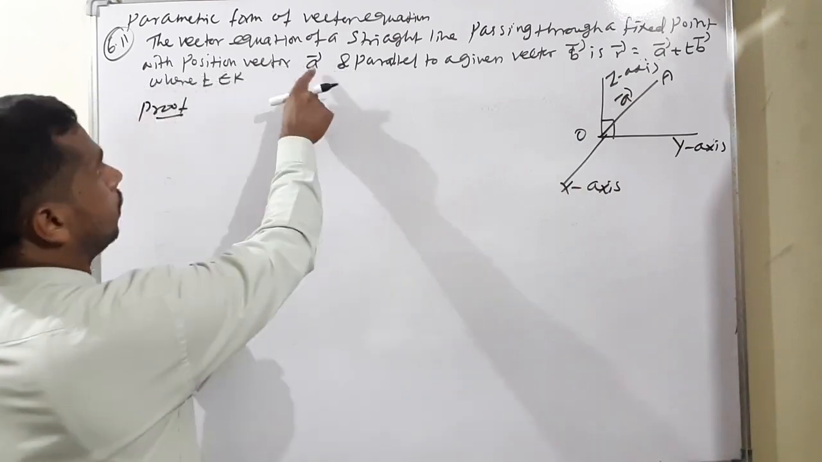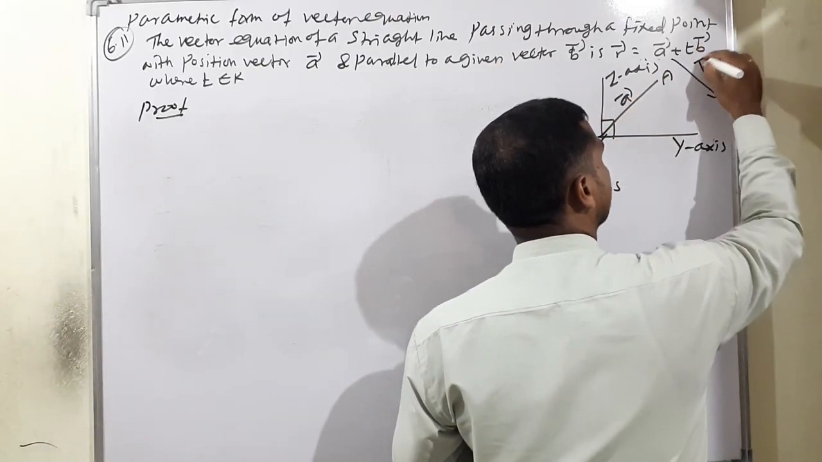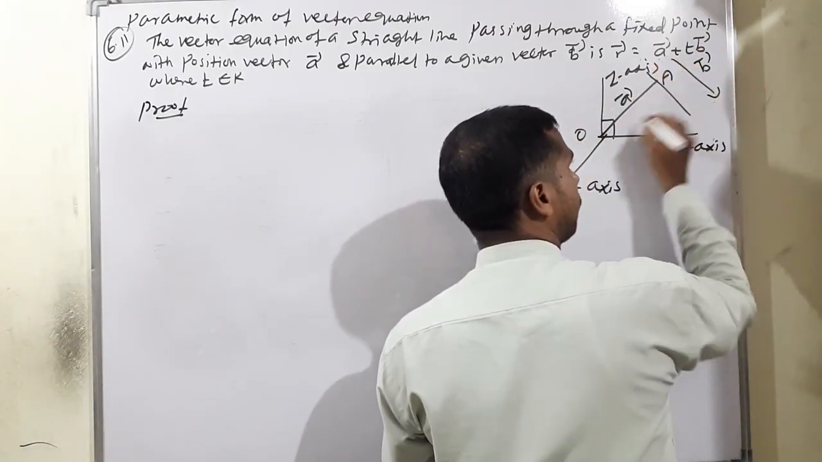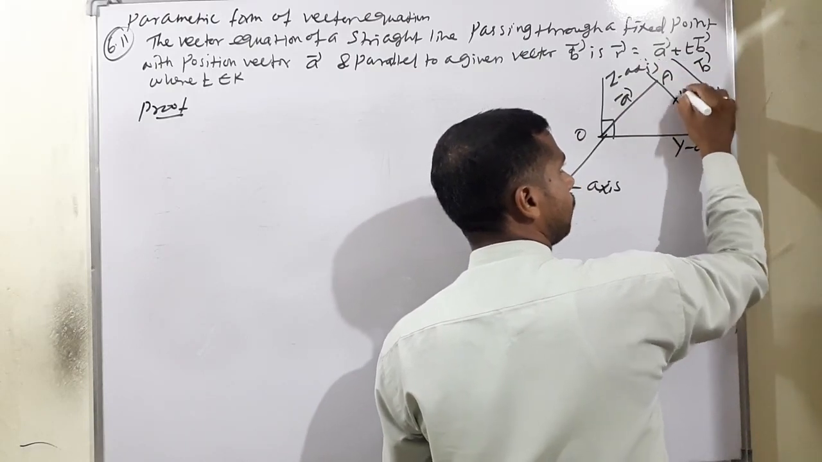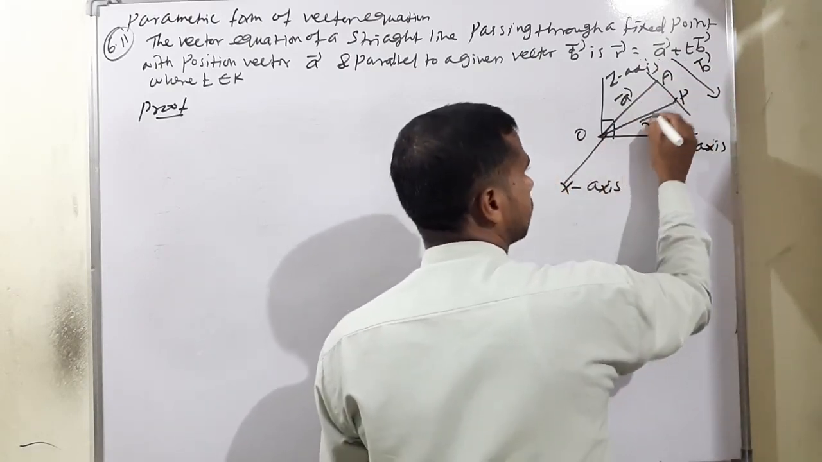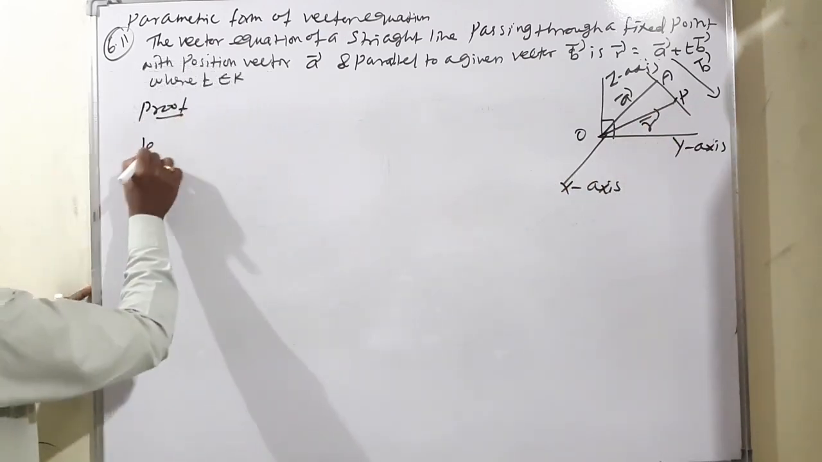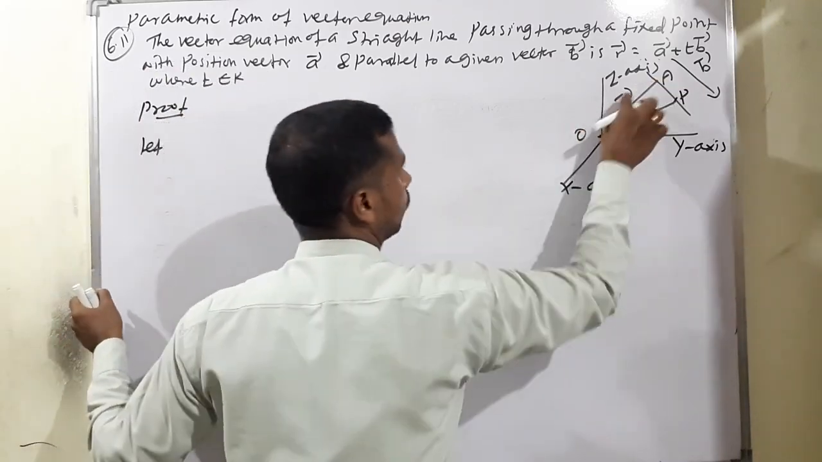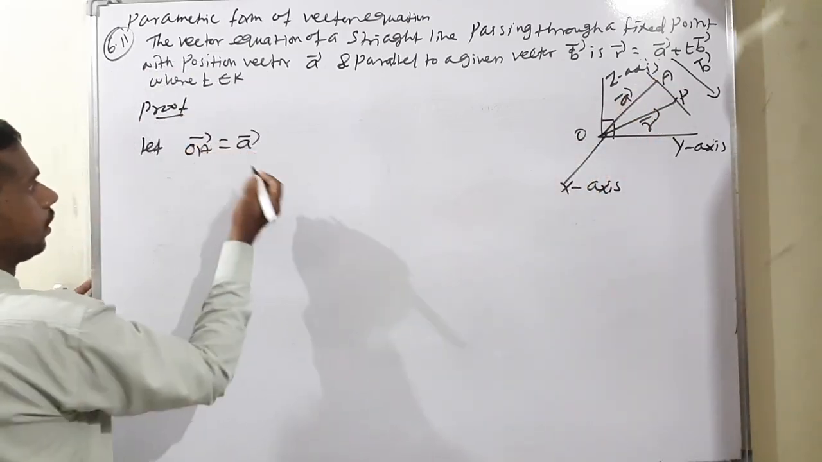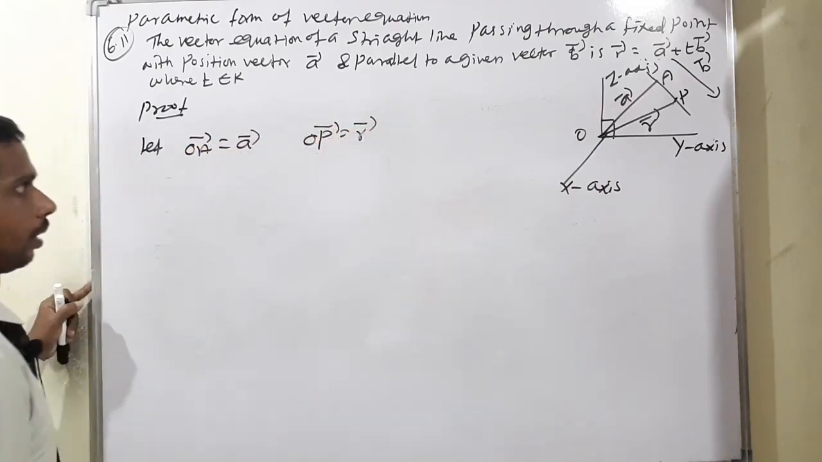Then another one, parallel to a given vector. This is called B vector. Now we have to consider a point named P. We have to fix the point. Therefore OP is considered the position, called R vector. Let OA vector be equal to A vector, then OP vector is equal to R vector.